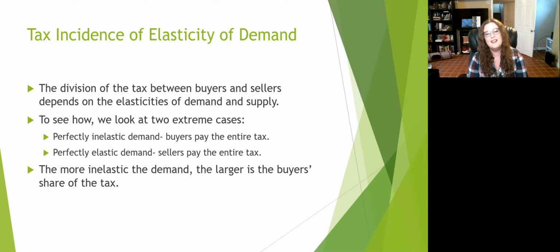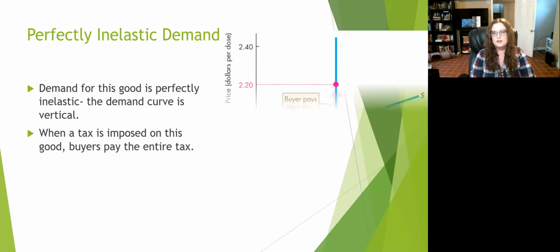So the more inelastic the demand, so the more I'm willing to pretty much pay any price, the larger the buyer's share of the tax. I will pay a higher percentage of the tax if I am not price sensitive and I plan to pay this no matter what it is. Then more of the tax goes on me. So let's look at what that looks like.